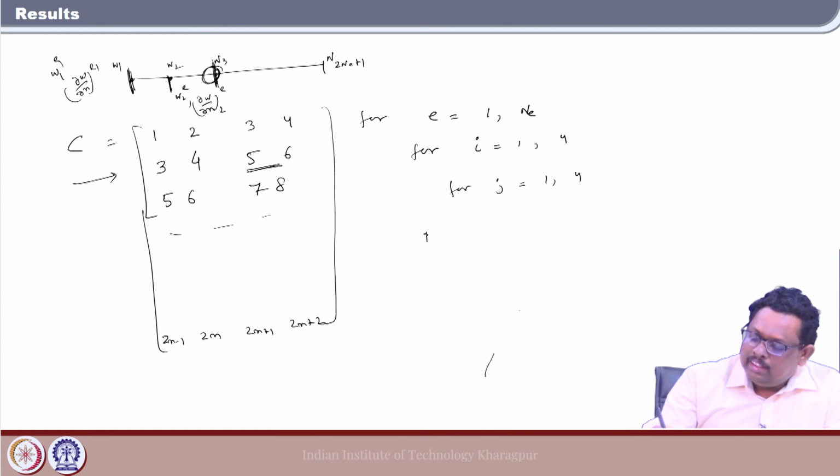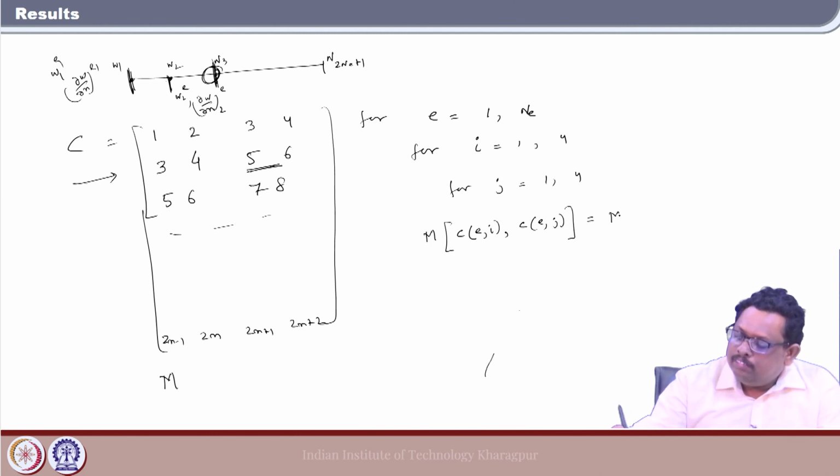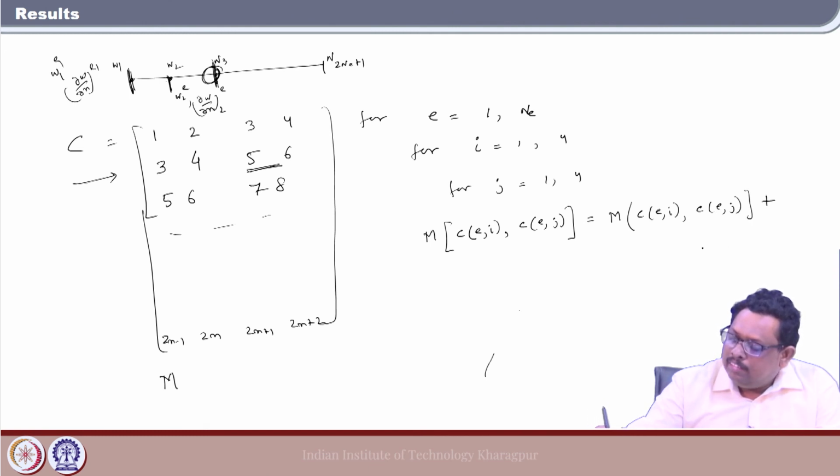Now, I can write here M of C of E comma I. It is a 2-dimensional matrix, right? The M is a 2-dimensional matrix. Then M of C of E comma I comma C of E comma j should be equal to this mass matrix M of C of E comma I comma C of E comma j plus, now I am writing m dash, which is the local element, E comma I comma j.